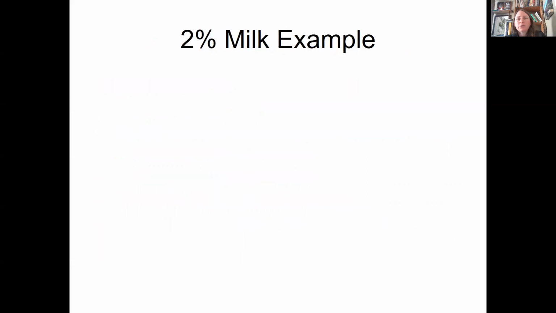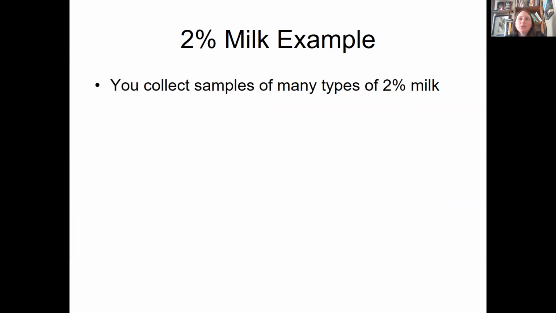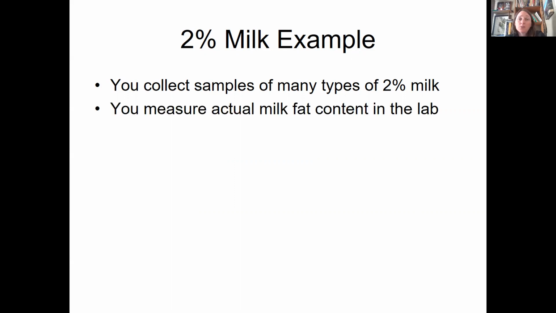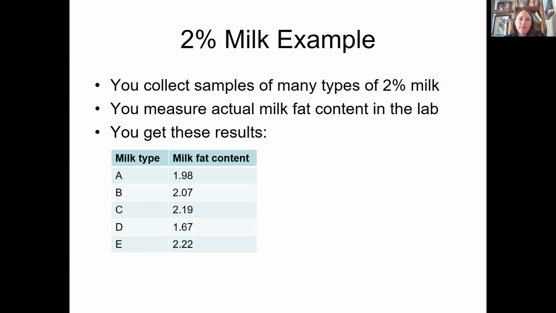Okay, so here's just the 2% milk example. I feel like this one's pretty easy to understand. So you go out into your community and you say, in Olympia, is our milk 2% milk, or is it different from 2%? Okay, so you collect lots of different samples of different brands of milk. You measure the actual milk fat content in the lab, and then maybe you get results like this, right? Different types of milk, A, B, C, D, and E, and these measured milk fat contents. Well, 1.98, 2.07, some of them 1.67, they seem kind of variable, right?